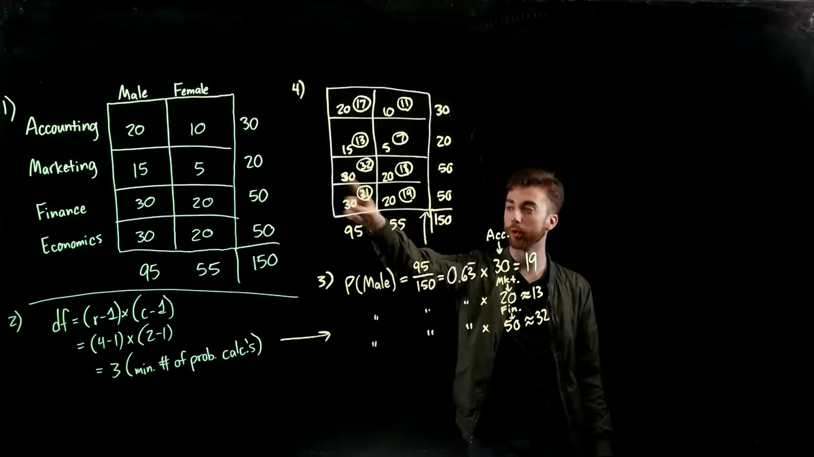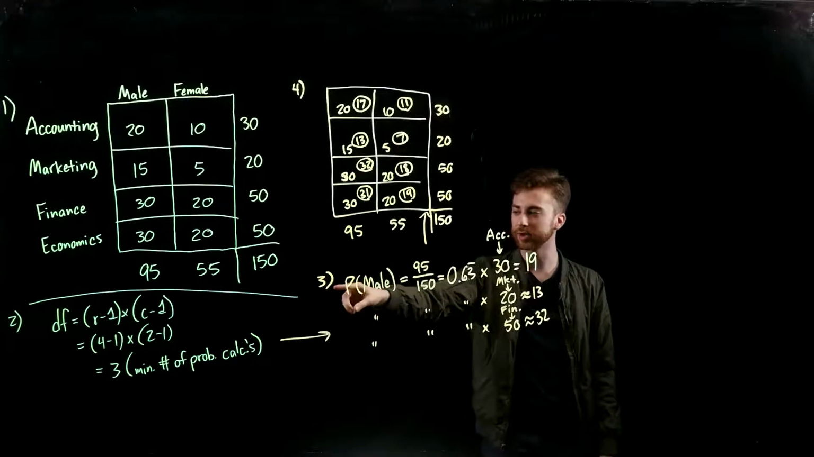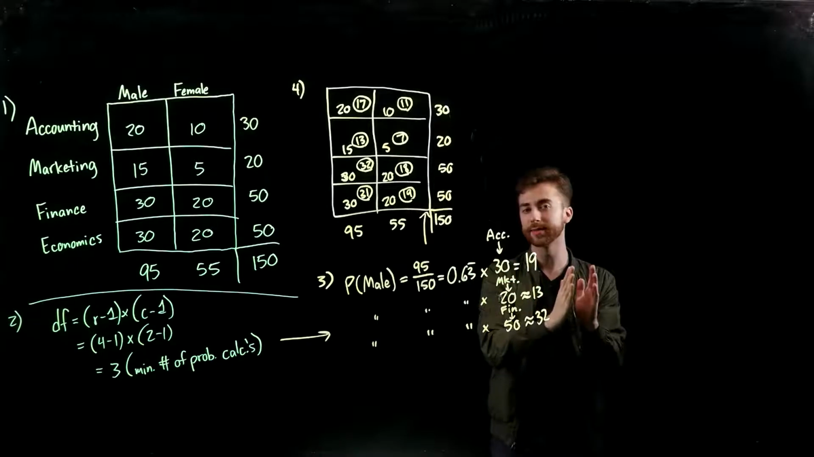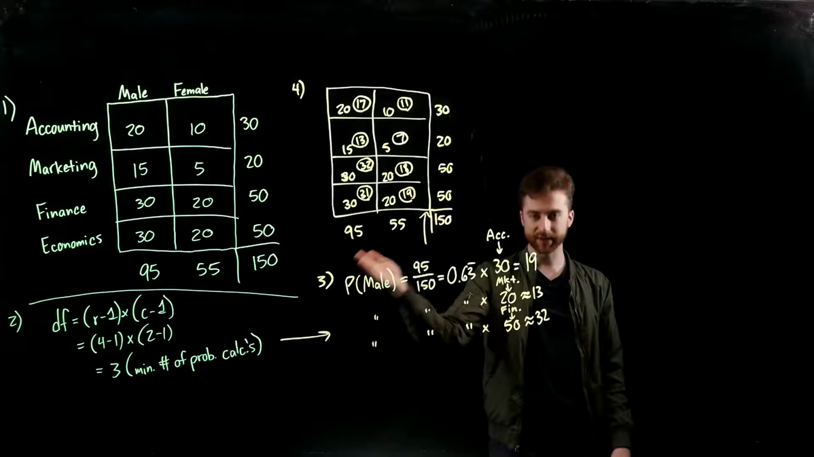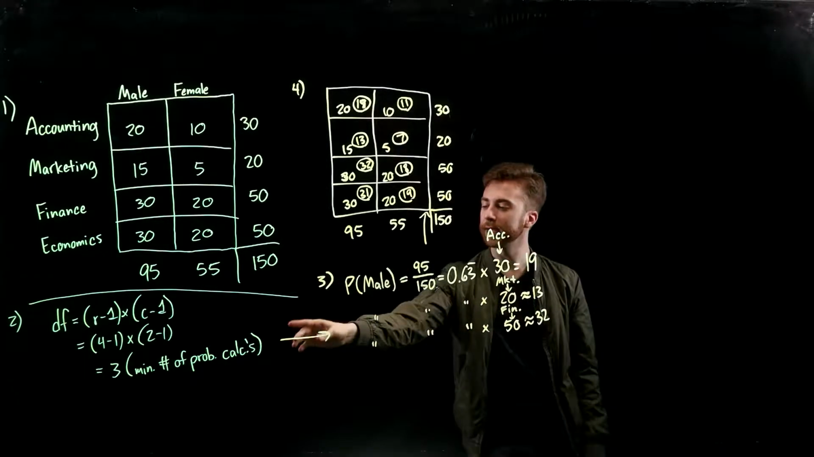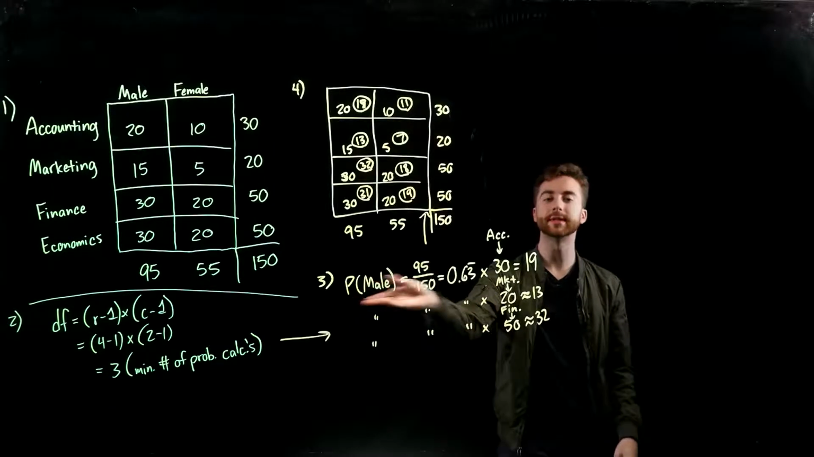So here we have 4 rows of information: accounting, marketing, finance, and economics, so 4 minus 1 times only 2 columns worth of information, so 2 minus 1 is 1. We have 3 times 1 equals 3. And once you have your degrees of freedom right here, it tells you the minimum number of probability calculations you have to do so you can simply plug the rest.